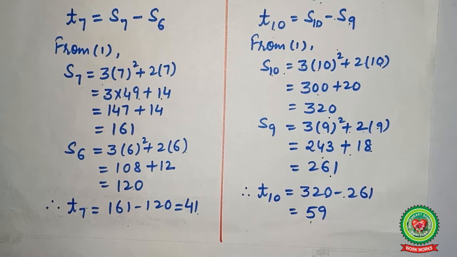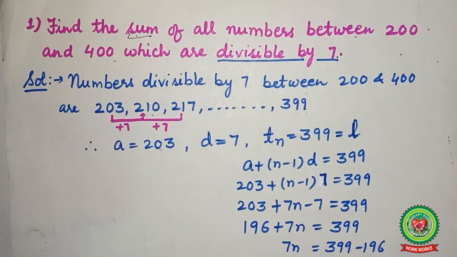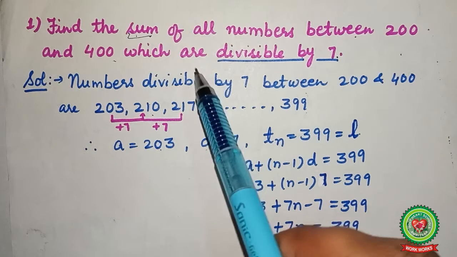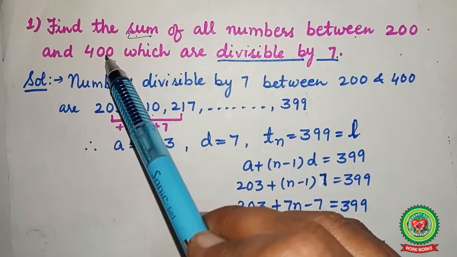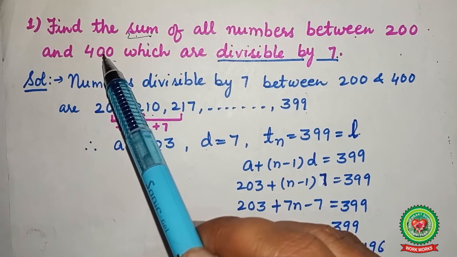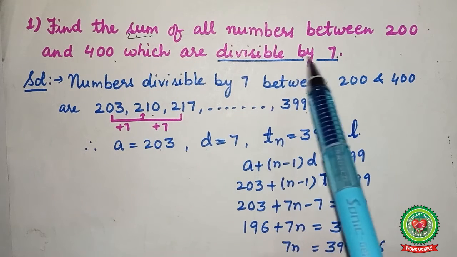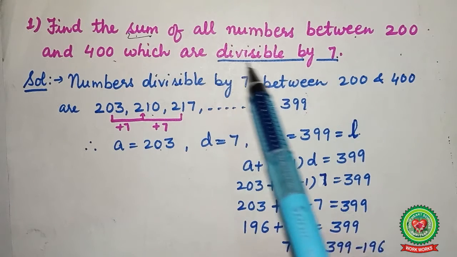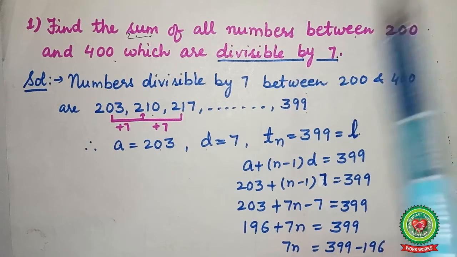Now let's start with the statement sums. Now first type I have taken related to numbers. For example, find the sum of all the numbers between 200 and 400. That is, the limit is given. Between means we will not consider the first and the last number, which are divisible by 7. Divisible by 7 means it is a multiple of 7, or you can say table of 7.